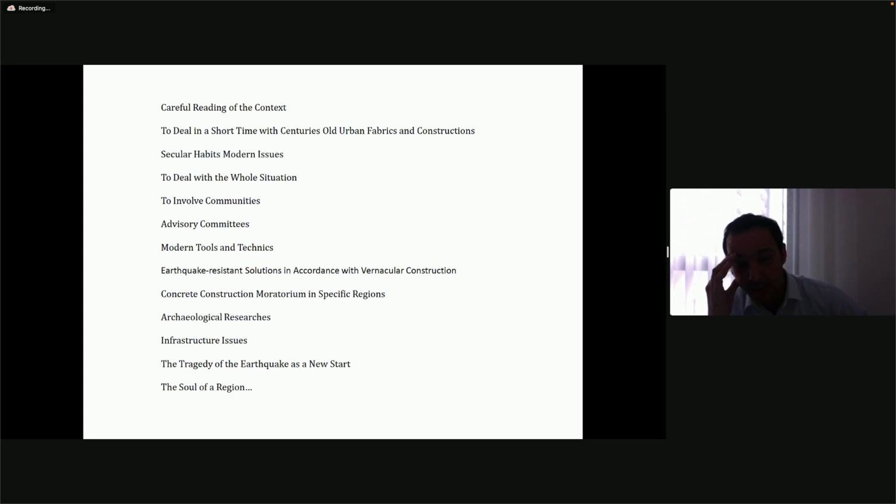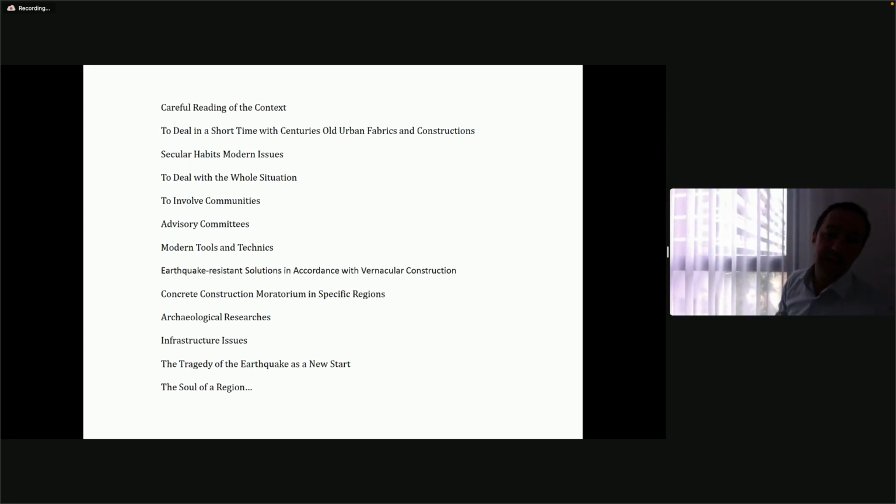Maybe it's an occasion also to make some archaeological research, because unfortunately we had a lot of collapsed buildings, and it's an occasion to analyze. Maybe there are some archaeological elements that we can find. We have to deal with these infrastructure issues, because now some people are saying it's an occasion to group all the disseminated villages into bigger villages. But I don't think it's a good solution, because we have to keep the spirit of the region.